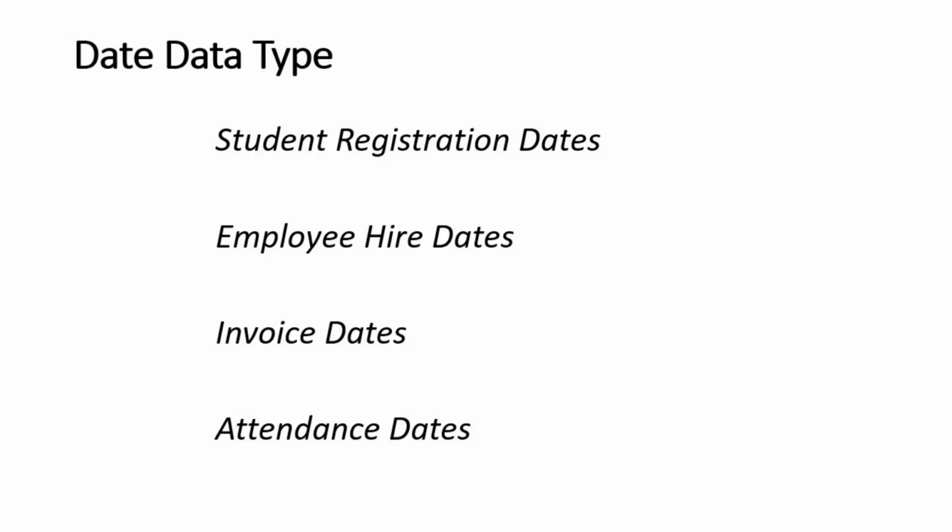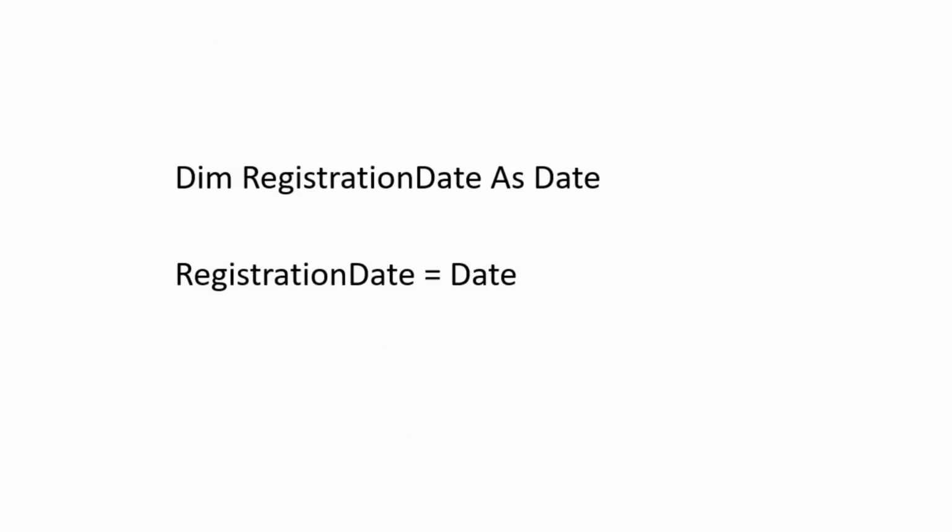So we will declare it this way. Dim registrationDate as Date, where registrationDate will be equal to Date or Now. The date data type allows VBA to perform date calculations accurately.